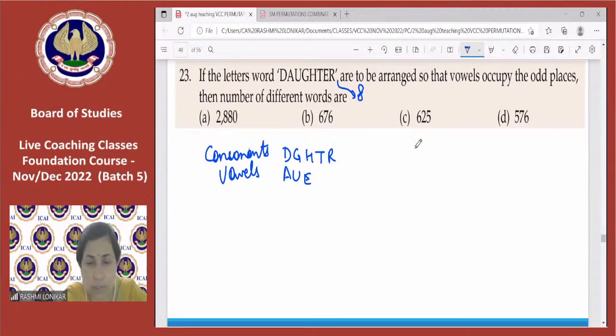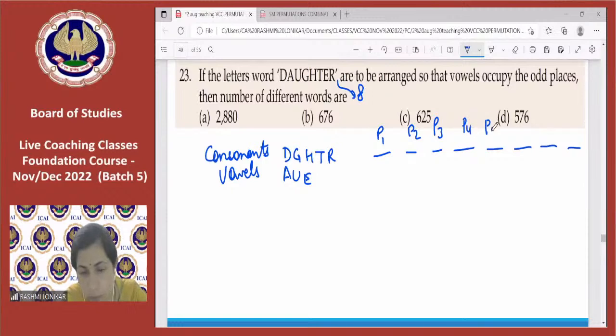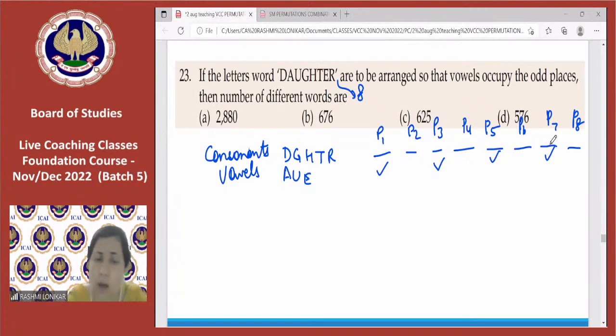So they want vowels to occupy the odd places. So 1, 2, 3, 4, 5, 6, 7, 8. This is position 1, position 2, position 3, position 4, position 5, position 6, position 7, position 8. So where can you place the vowels? I can have the vowels here, here, here, and here. So I have 4 places in which I can put the vowels.